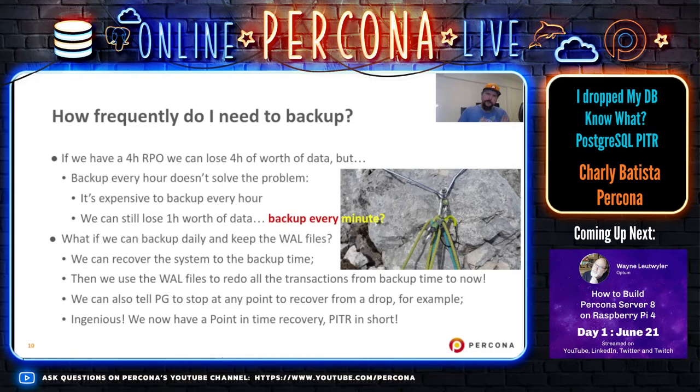So we recover a base backup, a backup from a moment in time that we know that the data we need is still there. We identify when the problem happened, when the inconsistency, when the drop table, whatever problem happened to our database. And then you tell Postgres, look, I want you to read the WAL files and process all the transactions until this point in time. When you get to this point here, I want you to stop because I want to get my data back. And this is exactly what a point in time recovery is. And this is what we're going to do today, right?